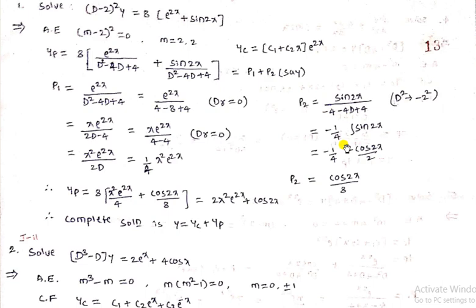Minus 1 divided by 4 and sin 2x divided by D. And we know that 1 by D denotes integration. So the integration of sin 2x becomes minus cos 2x divided by 2, which gives plus cos 2x divided by 8. So add P1 and P2, which gives the yp.